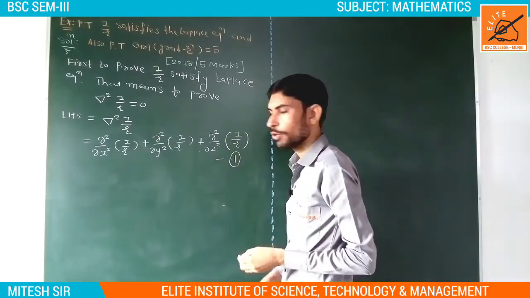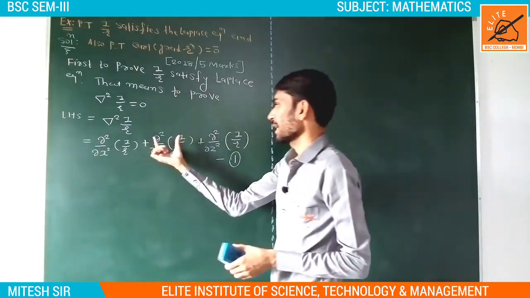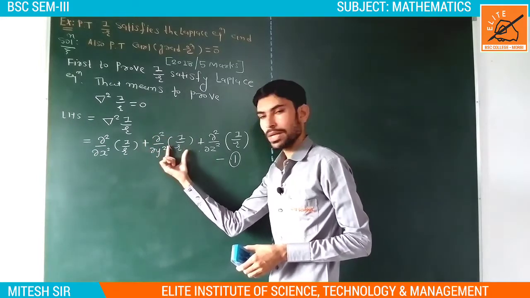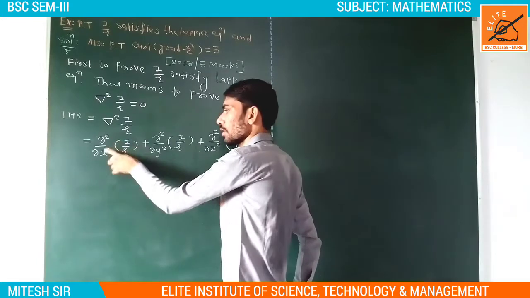Why do we say equation 1? Because first of all we find the value of del square upon del x square of 1 upon r. Next we find the value of del square upon del y square of 1 upon r and del square upon del z square of 1 upon r. So first of all we find del square upon del x square.